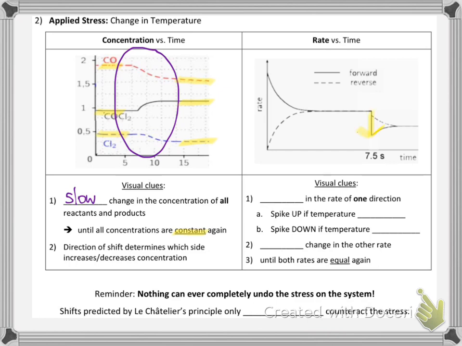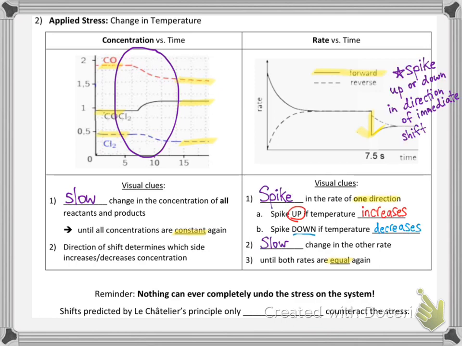Here's where you can determine that this temperature change, it must have gotten colder because all of a sudden, rate drops. One of the reasons that these graphs can be complicated is you don't actually know if the forward or the reverse reaction is going to spike up or spike down. Well, it'll spike up if the temperature increases, but which one, forward or reverse? You don't know until you know if it's endo or exothermic. Similarly, it'll spike down if the temperature decreases, but which one? Well, gotta check if it's endo or exothermic.